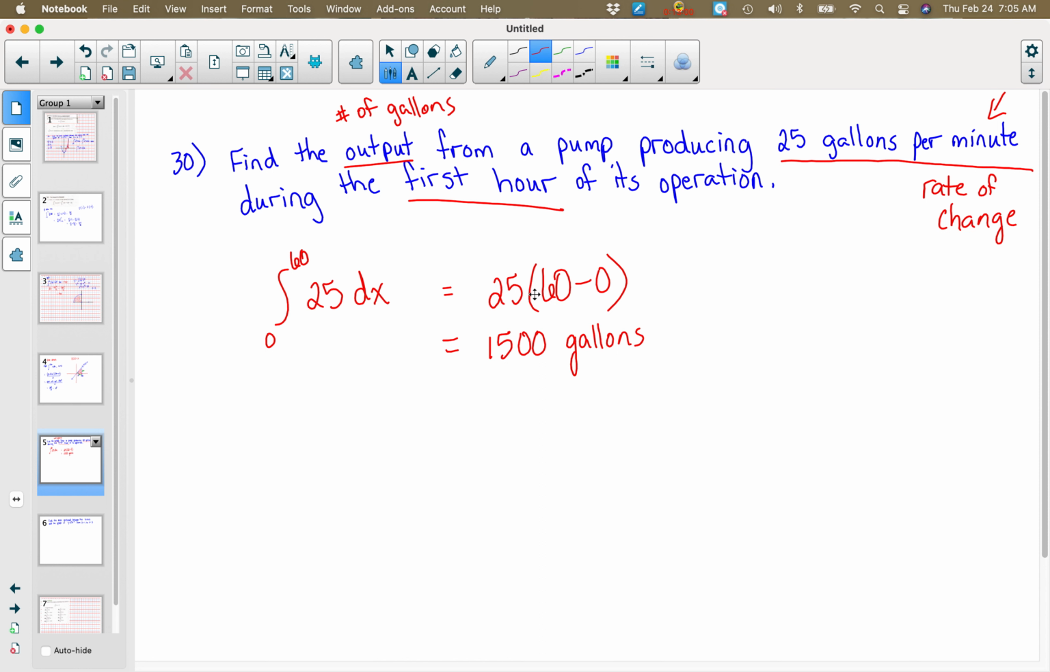But I do want to make one comment. Instead of dx, I'm integrating over time. It would make more sense to do dt for time, since we're talking gallons per minute and integrating over time. So I probably should have used a dt. So we'll change that.